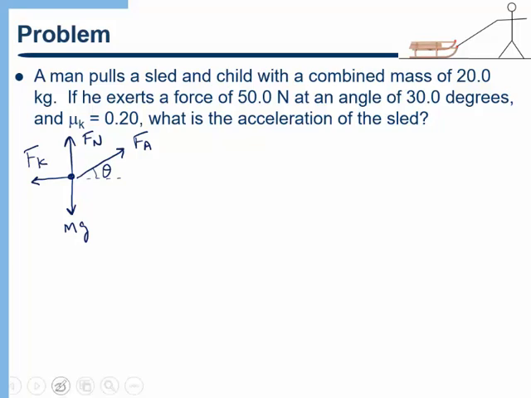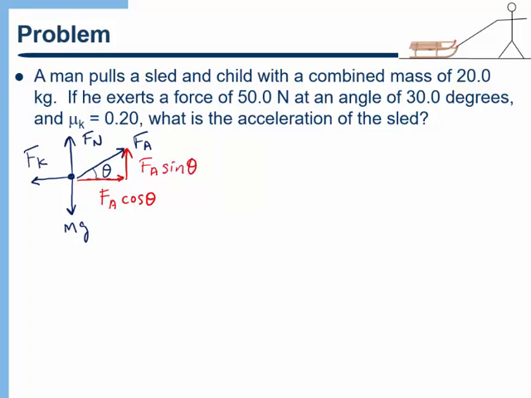Probably the best next step is to resolve any vectors that are not exclusively in the x or y direction. And we can see that that is just Fa. We've got the adjacent component, so that would be Fa cosine theta. And we have the vertical component, or opposite, so that would be Fa sine theta.